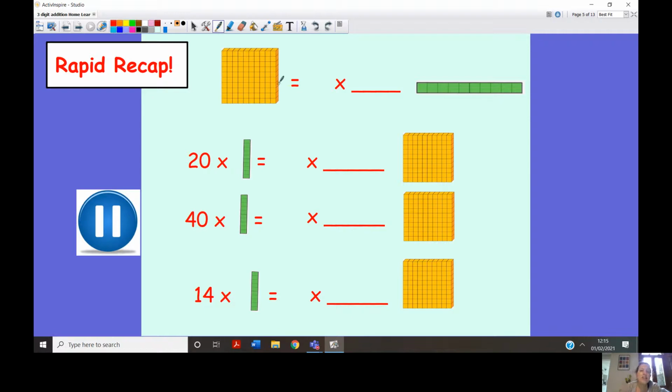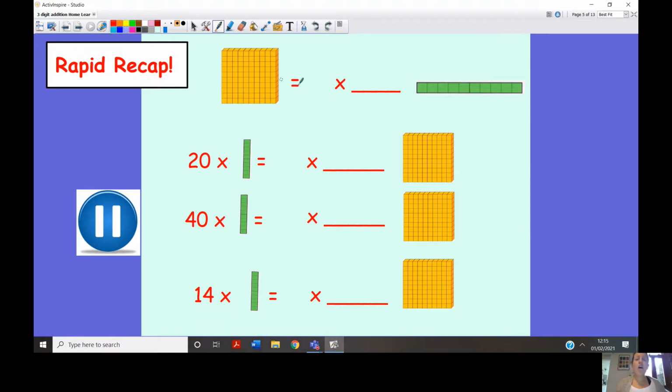So here I have 100 square. How many of these, which of course is our 10s, is equal to 100? If I have 20 10s, how many hundreds is it equal? 40 10s. How many hundreds? And 14 10s. How many hundreds? Pause now. And when you're ready, get started. Press play.